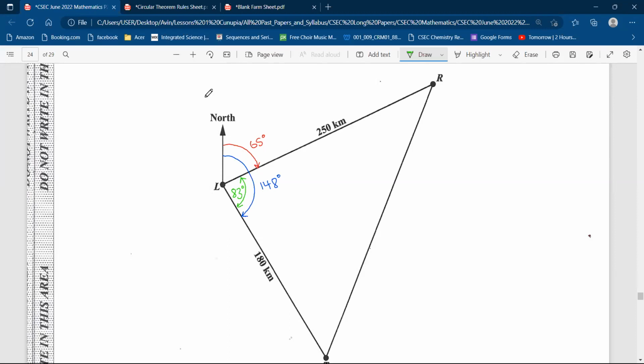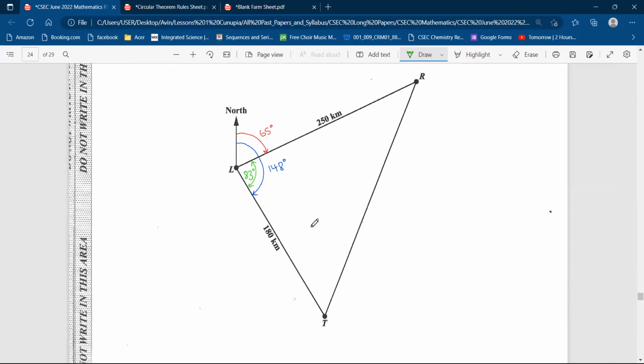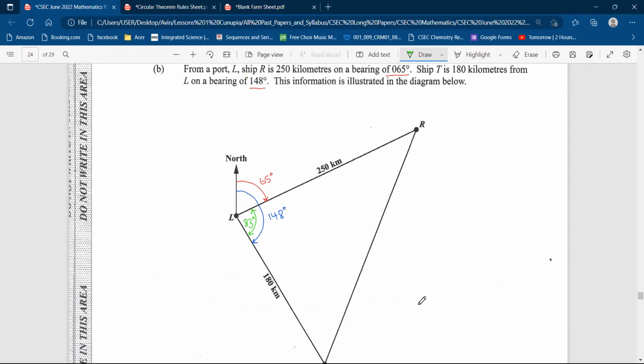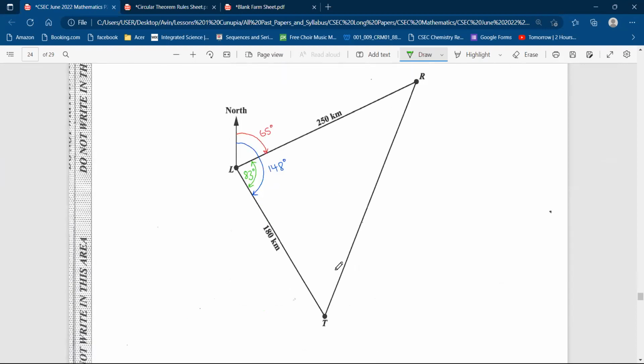Simple as that. Now what the examiner is asking you to do in the next part is calculate the distance RT. Now this is where your homework comes in, right? RT is this length over here. Try to figure out if you need to use the cosine rule or the sine rule. I'll give you a hint.